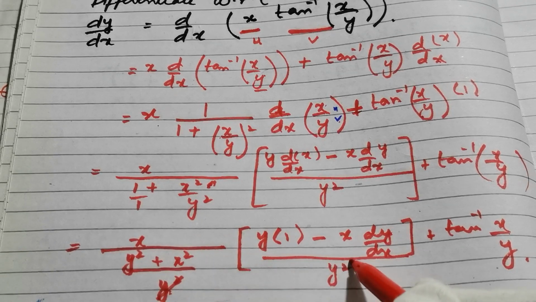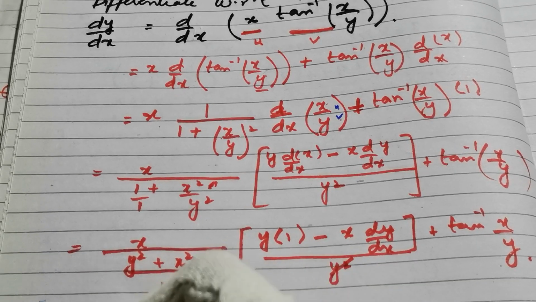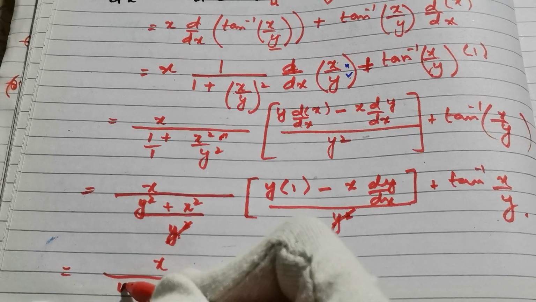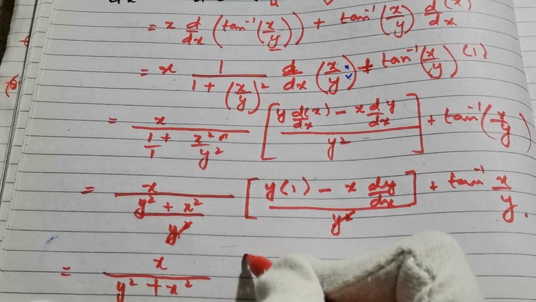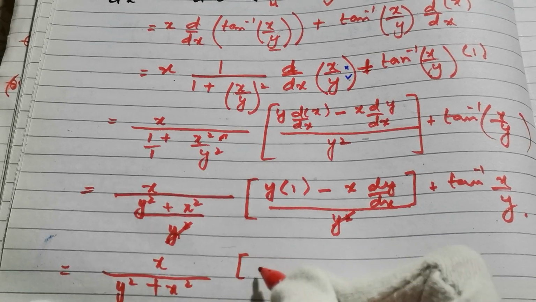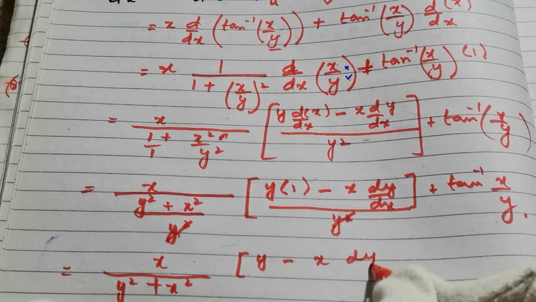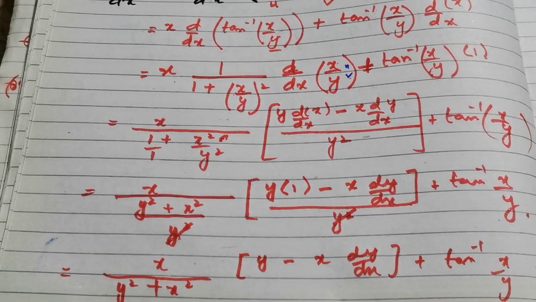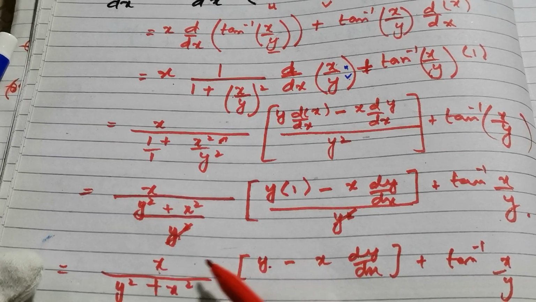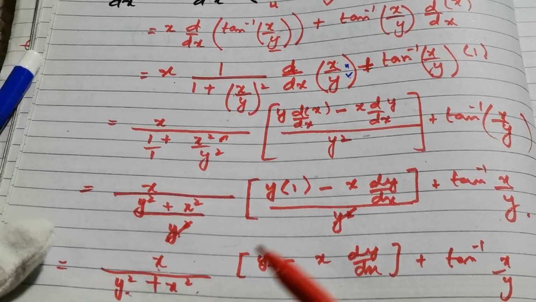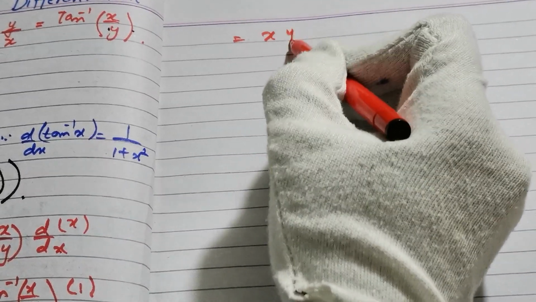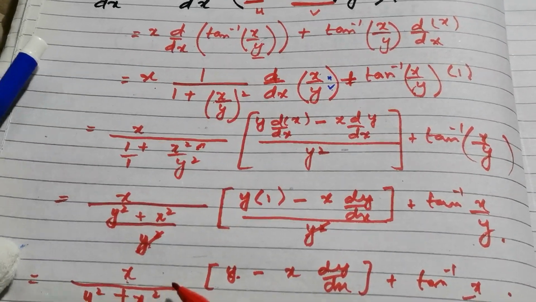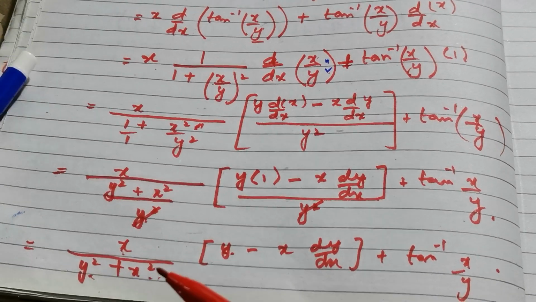This y square and this y square cancel each other. Now x by y square plus x square into y minus x dy by dx, plus tan inverse of x by y. Now x is multiplied by y, xy divided by y square plus x square, which is equal to xy divided by x square plus y square. y square plus x square or x square plus y square, same thing.